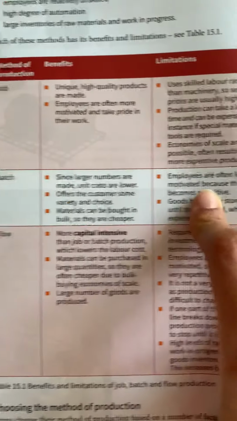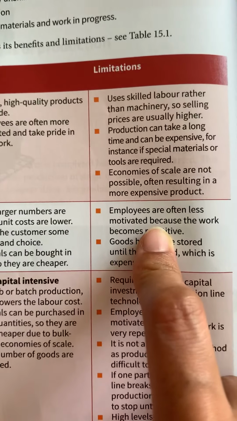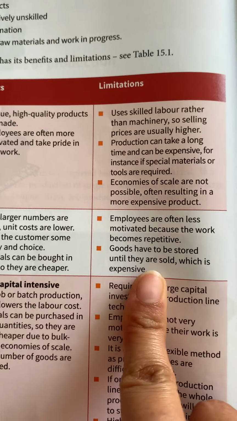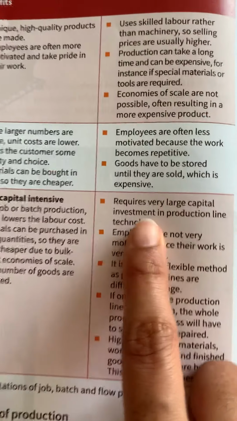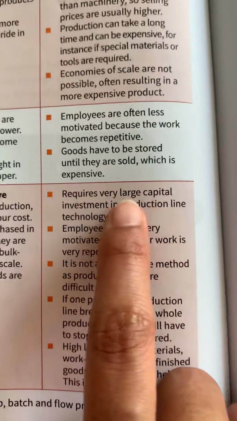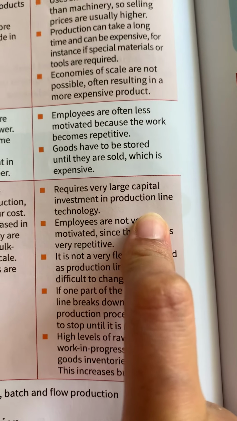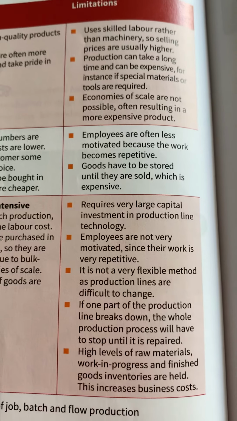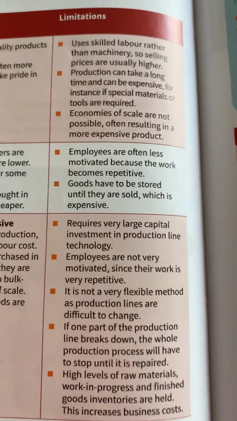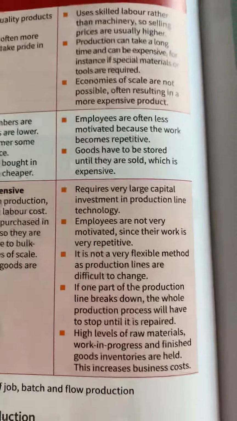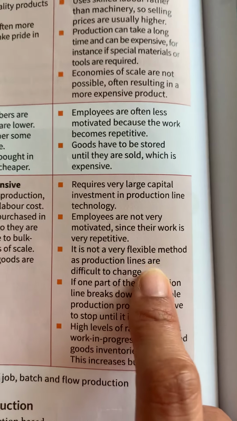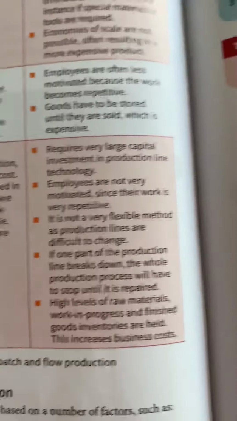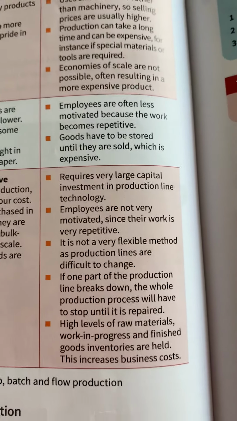Over here in batch, employees are often less motivated because the work becomes repetitive. The goods have to be stored until they are sold, which is expensive. Flow requires large capital, which is expensive. Employees are not very motivated because their work is basically just to carry the goods from one place to another. Maybe their job is just to switch on the machines. And it's not a very flexible method. For example, now people don't want to consume soft drinks. The same machine cannot make juices, so it's not flexible.